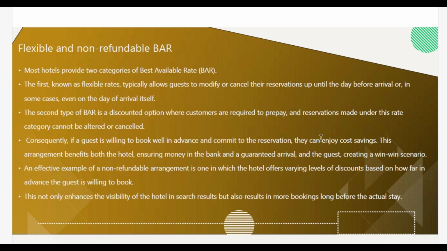Flexible and non-refundable BAR. Now, most hotels provide two categories of best available rates. The first, known as flexible rates, typically allows a guest to modify or cancel their reservations up until the day before arrival, or in some cases on the date of arrival itself. Some hotels follow even a 48 hours, 72 hours prior to arrival cancellation policy. The second type of BAR is a discounted option, where customers are required to prepay, and reservations made under this rate category cannot be altered or amended. These are non-refundable rates.